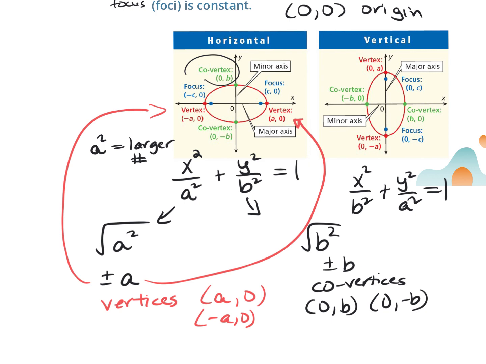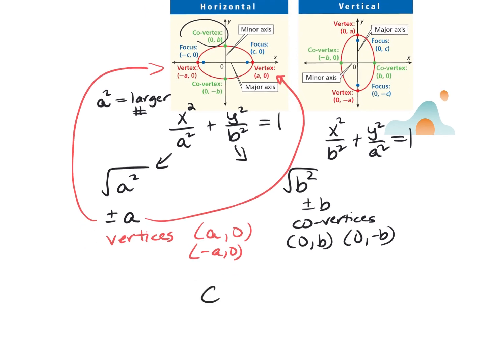The focus points are always going to be on that major axis, next to the vertices. We're going to learn a formula to get the c value using your a squared and b squared. The formula to find c is sort of like the Pythagorean theorem, but it's c squared equals a squared minus b squared. You would take these two numbers, subtract them, and then square root it to get c. But we're going to see that calculation.